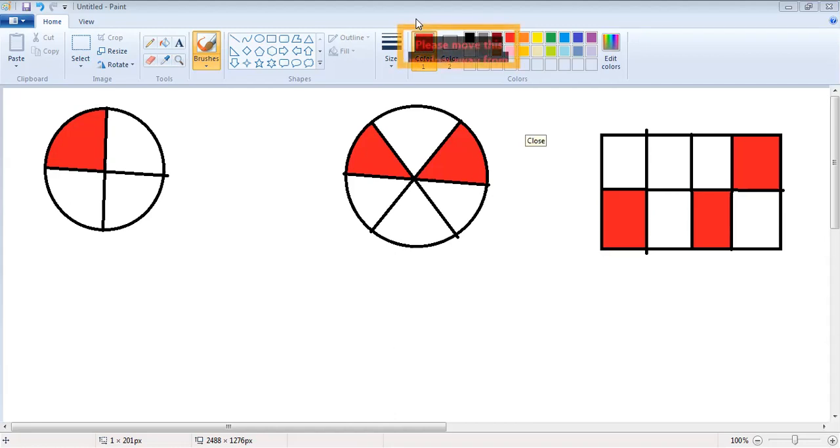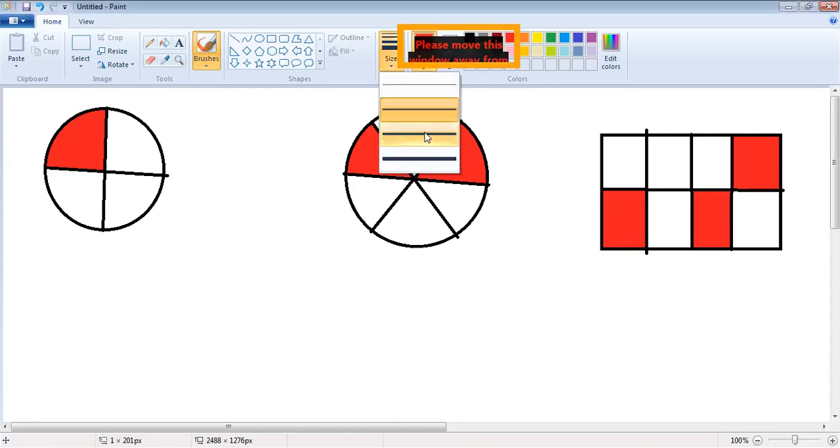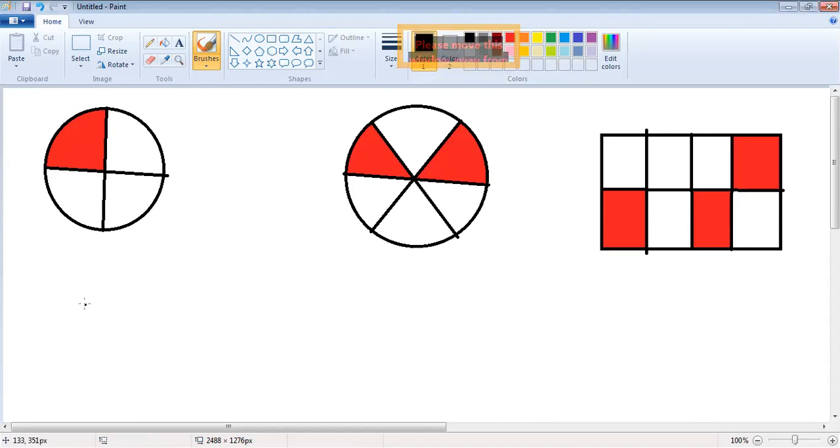What is the fraction of the shaded part in the first circle? It's 1 out of 4. 1 over 4. Can you please tell me why you write 4 in the place of the denominator? Because the pizza, Mister, not the circle, we cut it into 4, even.